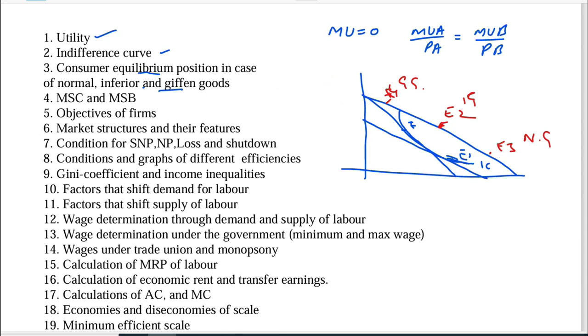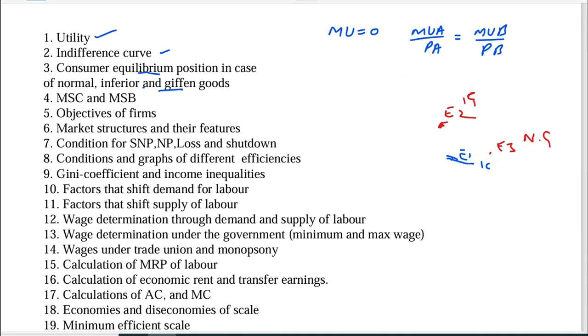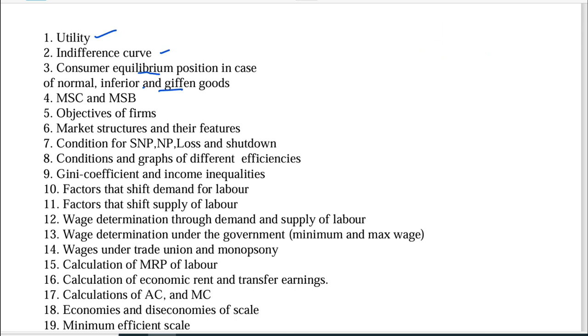And examiner, another question, sometimes there are two questions from this topic as well, or at least one question always comes from objectives of firms. The next topic is objectives of firms, and there are certain objectives, like one objective is profit maximization.